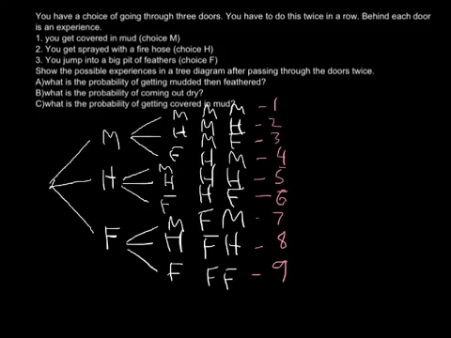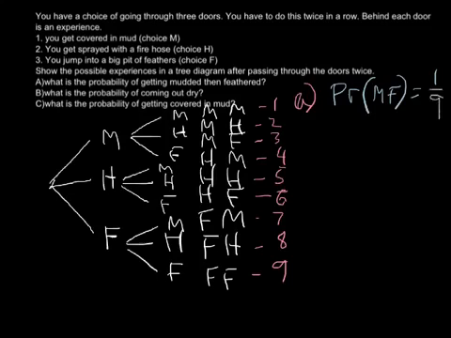Now, part A says to us, what's the probability of getting mudded and then feathered? So for part A, we want to have a look at our outcomes. We go to mudded and we can get feathered, and that gives us a single outcome of mudded and then feathered. So we end up with an answer: probability of MF equals 1 over 9.